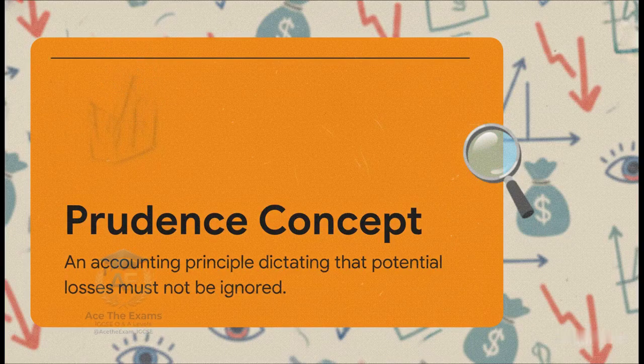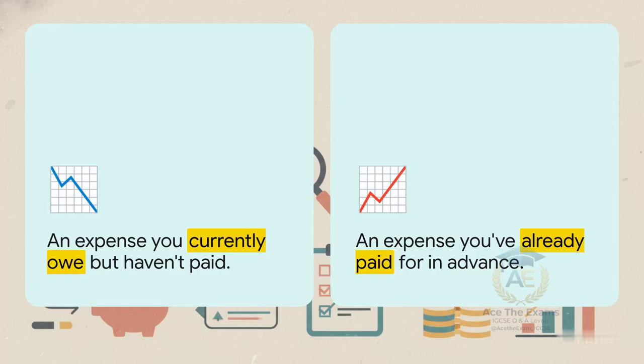Next up, we really have to talk about historical cost versus the prudence concept. The prudence concept dictates that potential losses absolutely must not be ignored. Why? Because ignoring potential losses is a direct violation of this principle. It dangerously overstates your business profits and, frankly, misleads your stakeholders. To put it simply, always anticipate your losses, but never anticipate your profits until they are actually realized in your hands.